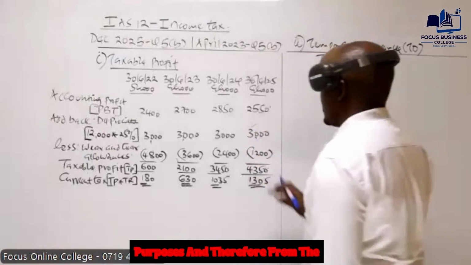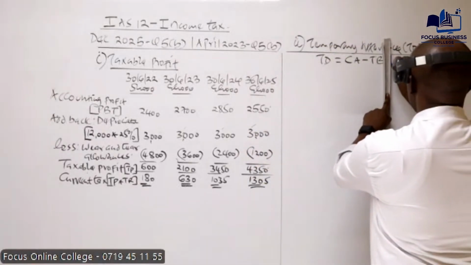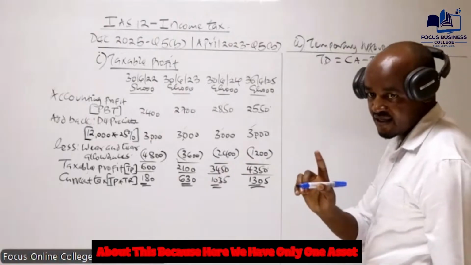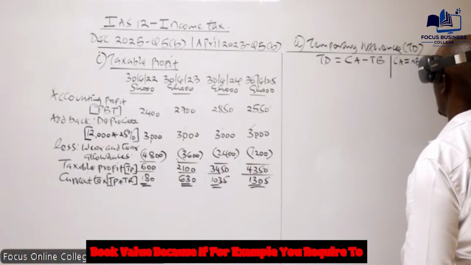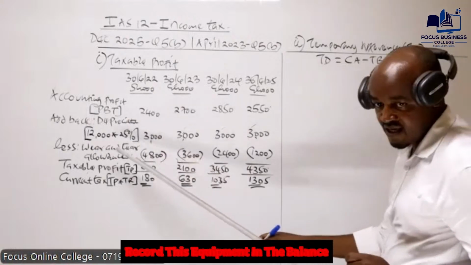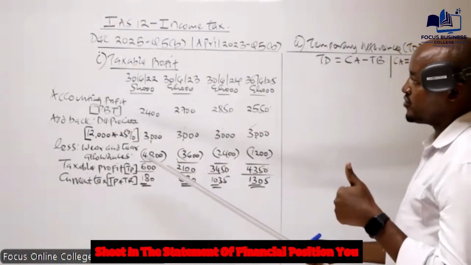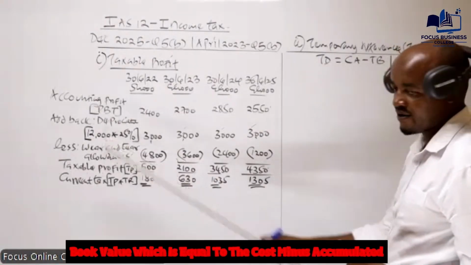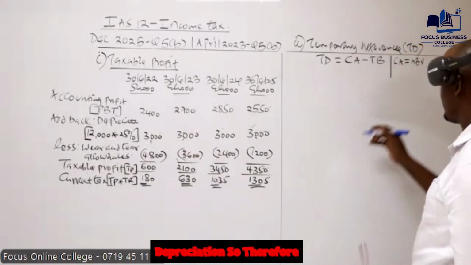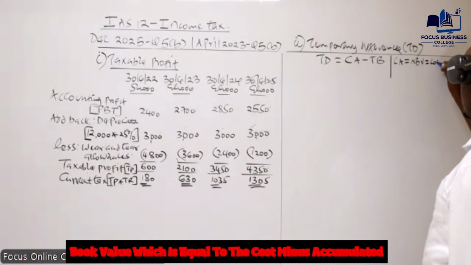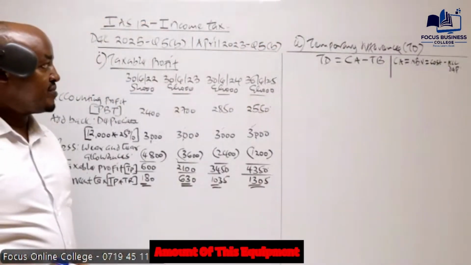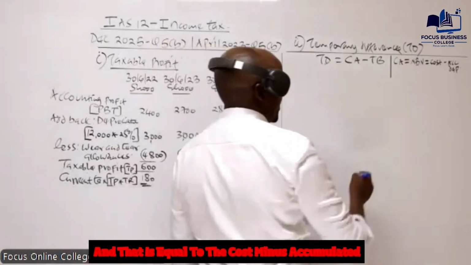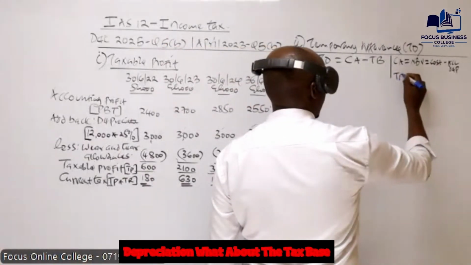And therefore, from the information which we have here, because we have only one asset, what will be the carrying amount? The carrying amount will be equal to the net book value. Because if you're required to record this equipment in the statement of financial position, you record it at the net book value, which is equal to the cost minus accumulated depreciation. What about the tax base?